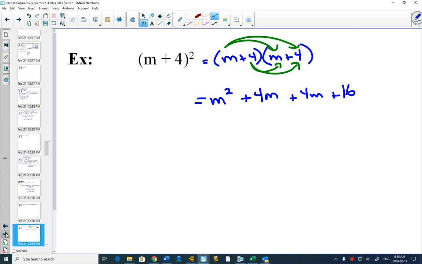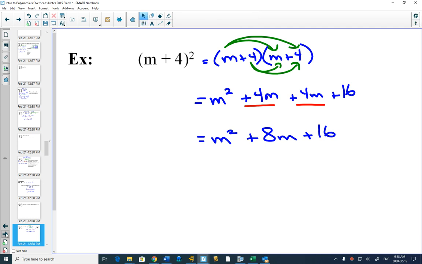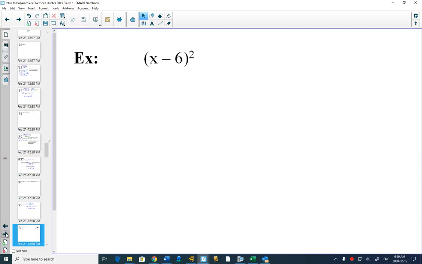And then do we have any like terms? 4m and 4m. Putting those together are 8m's. And that's your final answer. Okay, I would like you to try the next two on your own.